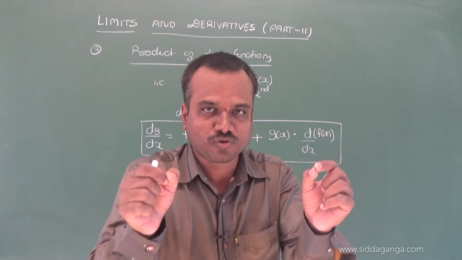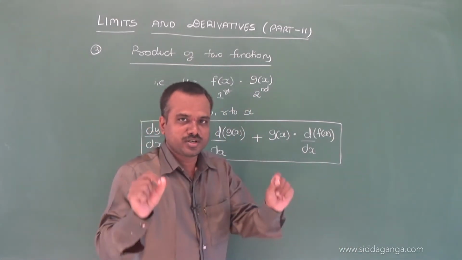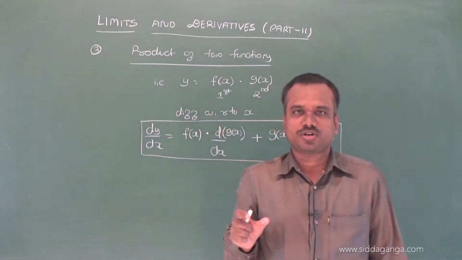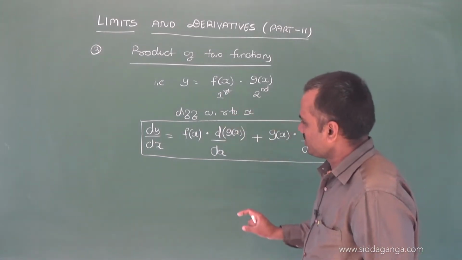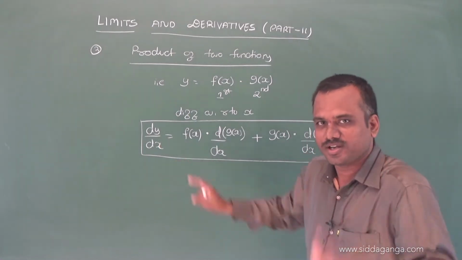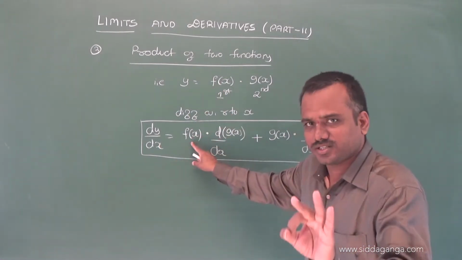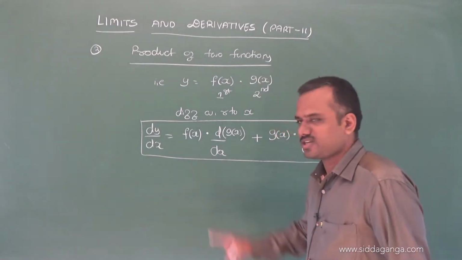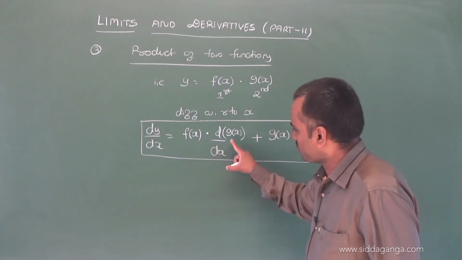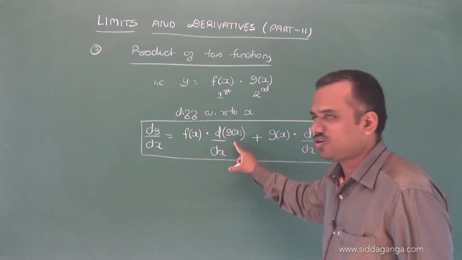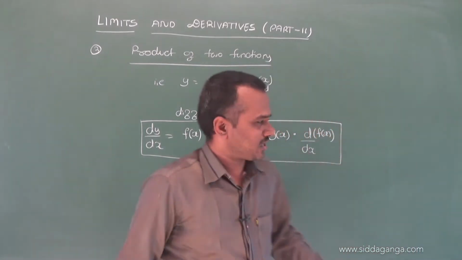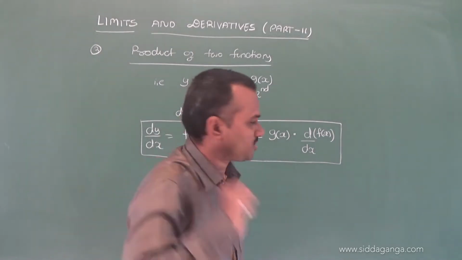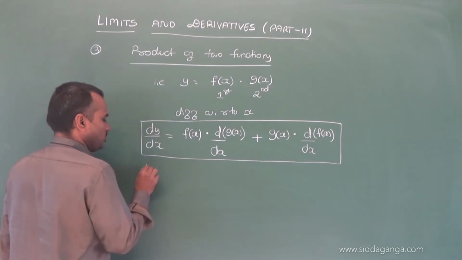If the product of two functions are given, this is first function, this is second function, observe carefully. So y with respect to x, dy by dx. Write the first function as it is into derivative of second function, plus write the second function as it is into derivative of first function. I write in the board better, then only you are proper.